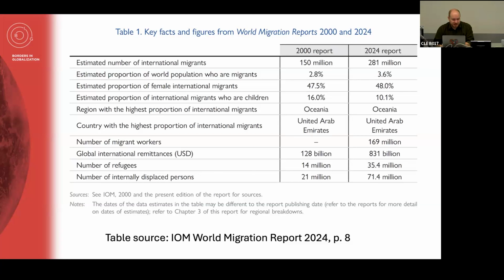The amount of remittances has gone up by orders of magnitude, from 128 billion to 831 billion. The number of refugees in the world has soared from about 14 million in the year 2000 to 35 million today. And that's just the number of formal refugees, not counting asylum seekers and other folks who have been forcibly displaced.